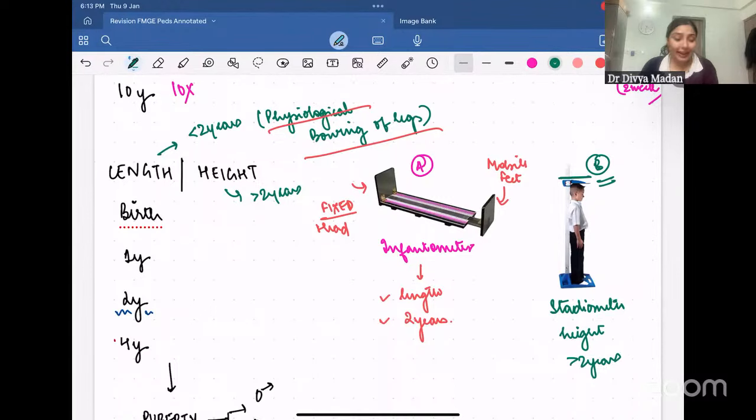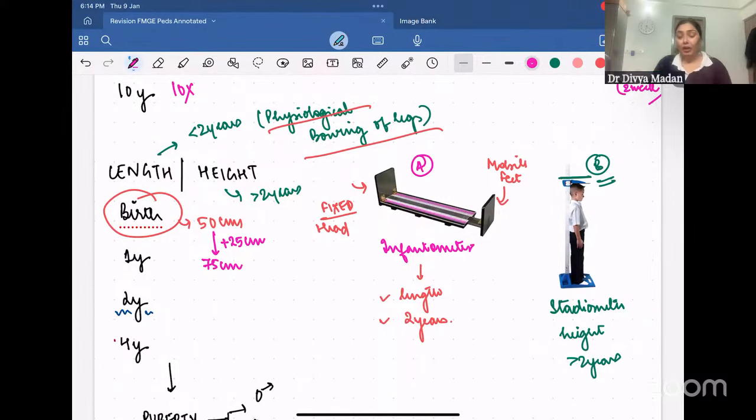What is the normal length of a newborn at birth? Can anyone tell me? At birth, the normal length of a newborn is 50 centimeters. And in the first year of life, there is a gain of 25 centimeters, right? So that means at 1 year, what would be the final height of the child? At birth, it was 50 centimeters. In 1 year, there is a 25 centimeter gain. So at 1 year of age, it would be 75 centimeters, right?